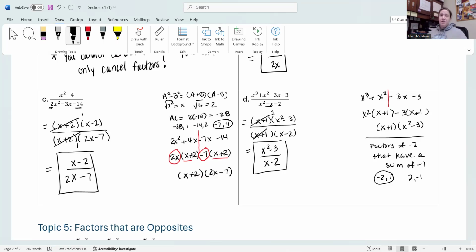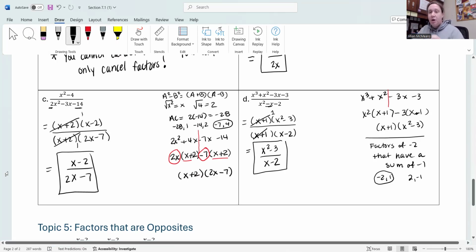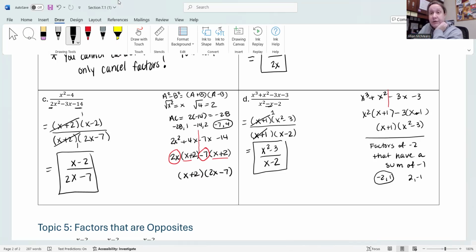So I said this earlier in the video, you need to know how to factor, period, for everything in this chapter. Everything we're going to do requires factoring. So you're going to factor in this chapter the same amount, if not more, than you did in the previous chapter. So make sure you take some time to review your factoring, review those factoring techniques.